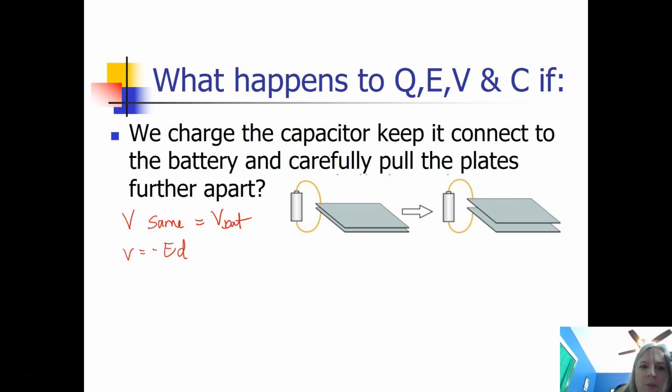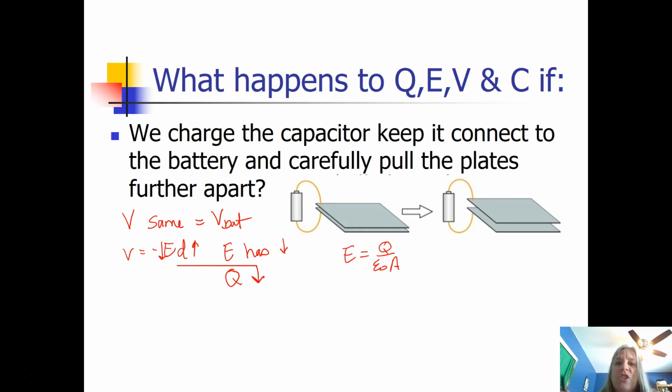So if voltage is the same and D went up, that means E, the electric field, has to decrease, right? Because it has to equal the same voltage. And remember, by our equation for parallel plates, the electric field is Q over epsilon naught A. If the electric field has decreased, that means the charge has to decrease. So some of this charge must actually just leave and go back into the battery.